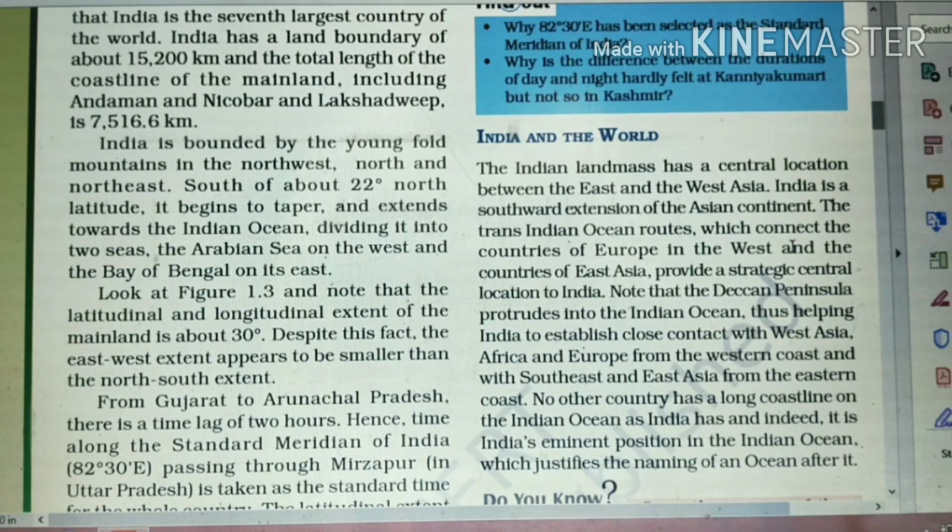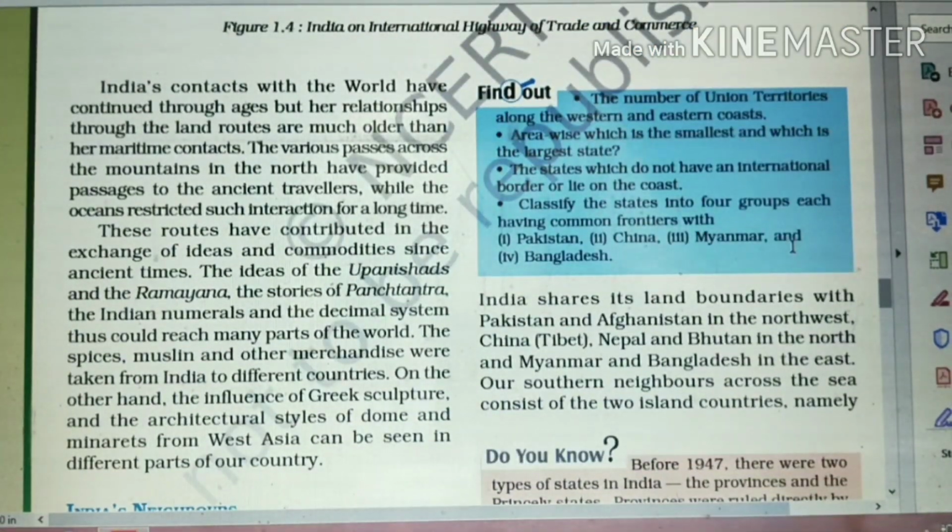You also know about the history of India. India's contact with the world has continued through the ages, but its relationship through the land routes is much older than its maritime contacts. That means India's contact with the world is from ancient times, but the land route is much older than the maritime contact.